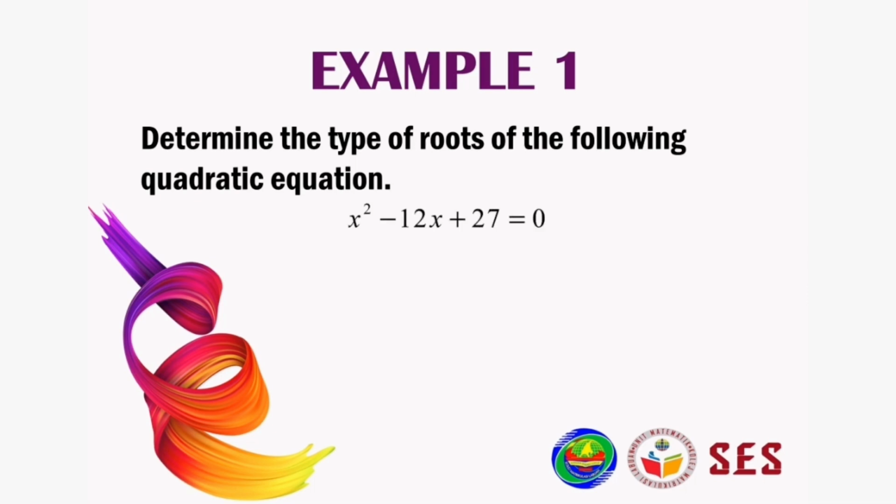As you can see, this quadratic equation is already in its standard form. Therefore, we have the value of a equals to 1, b equals to negative 12, and c equals to 27. Then, we write down the formula for discriminant, which is b squared minus 4ac, and we replace the values of a, b, and c.